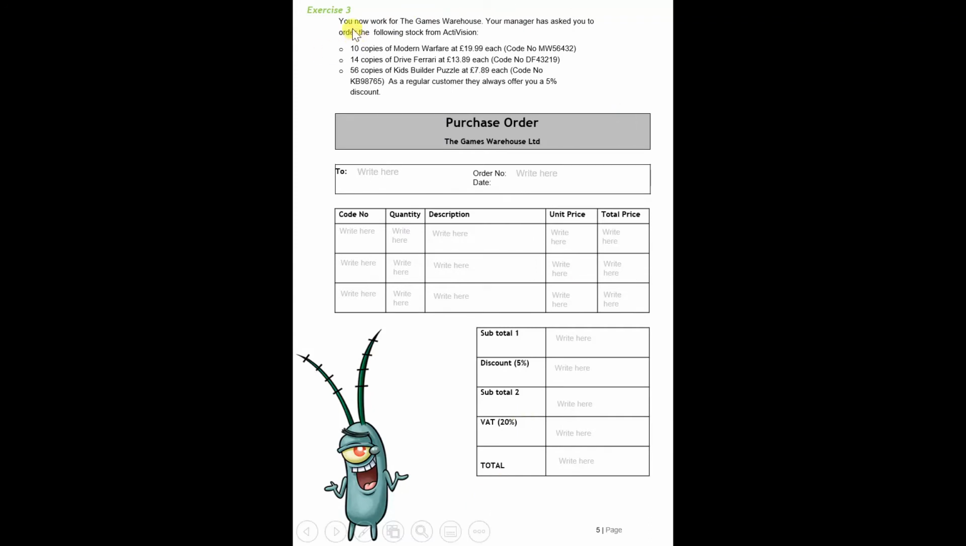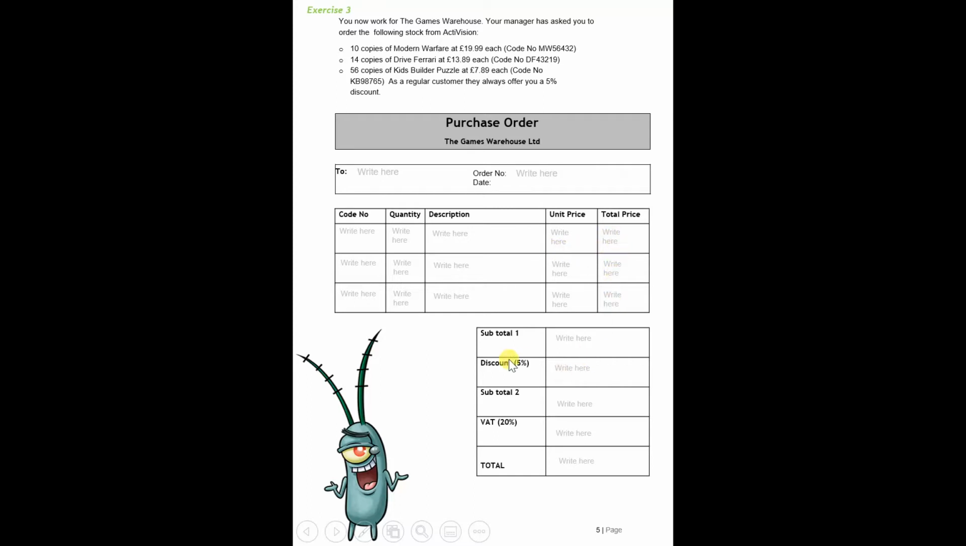Exercise 3. Let's have another look at a purchase order. You're now working for Games Warehouse and your manager has asked you to order the following stock. You've got 3 bullet points with all the stock on there. Working the way down, you need to write who it's to, you need to write the order number and the date, and then you need to write the product code, the quantity of products, the description, then the unit price, and then the multiples of the unit price in that final right hand column.